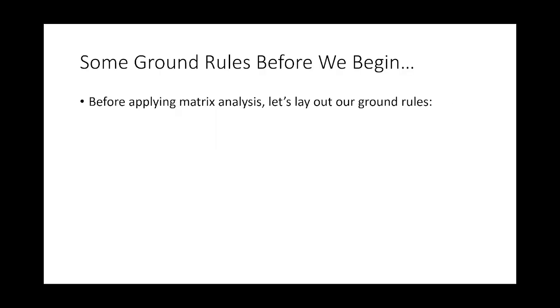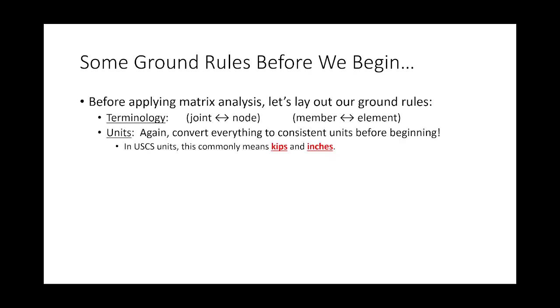All right, some ground rules. First off, some terminology. When you think about trusses, you're probably thinking of joints and members. I'm going to throw out some new terms, the term node and element, okay? So joint and node, I'm going to use interchangeably. Member and element, I'm going to use interchangeably. I've got some more specific definitions for what those terms mean here in a bit. Units, again, convert everything to a consistent unit system before beginning, and we typically use kips and inches. On your homework 7, you're going to use kips and inches.